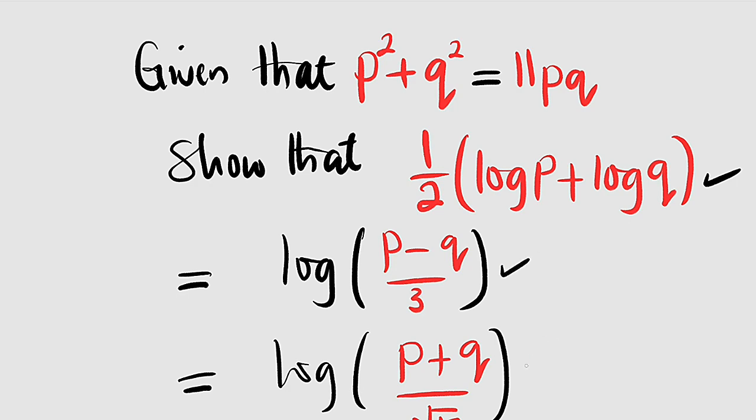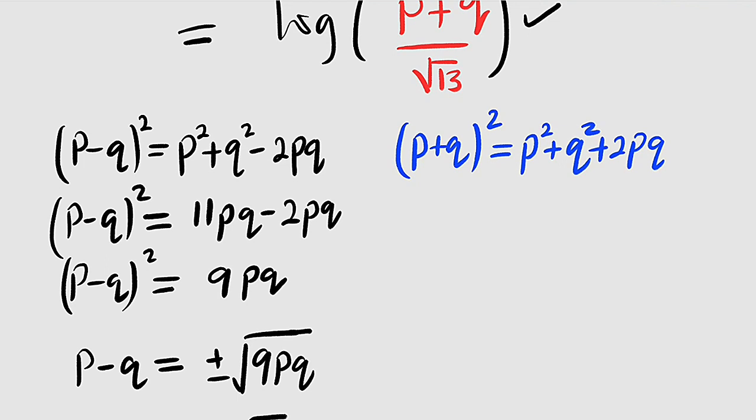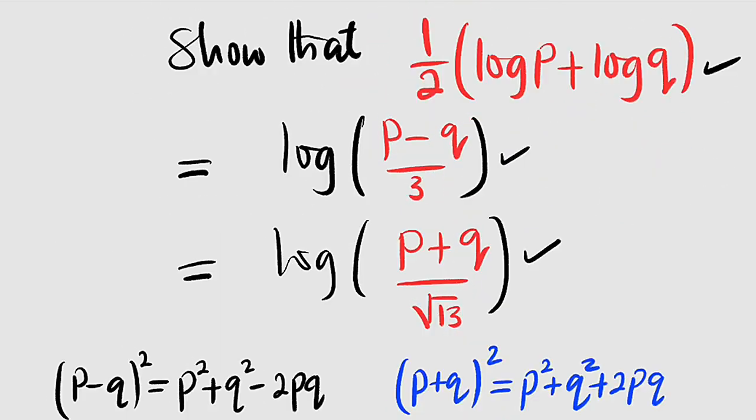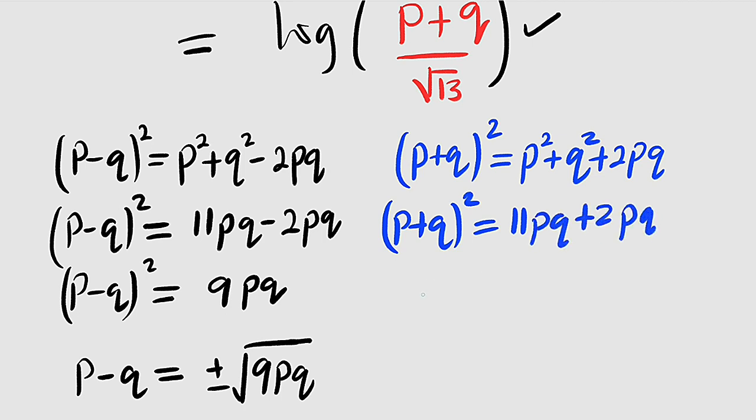What is left for us to show is what? This, the other one. And we can do it from the other equation. From here, we know that this is 11pq according to the question. You can see it right here. So we have p plus q all squared equal to 11pq plus 2pq, which is 13pq, right?